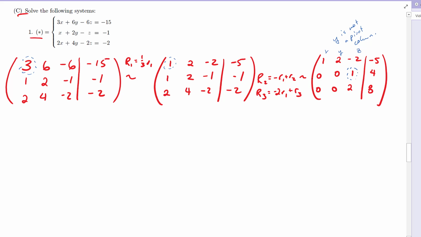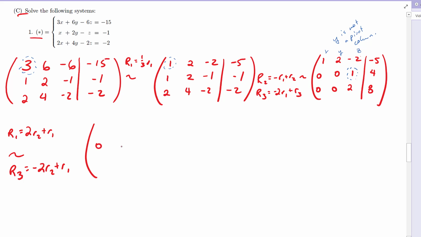If it didn't, we would divide the row by whatever that coefficient was, and then we'd continue on. So now I want to get zeros above and below this. So to get zeros above and below, we're going to say that our new row 1 is equal to 2 times row 2 added to row 1, and our new row 3 is equal to negative 2 times our row 2 added to row 3.